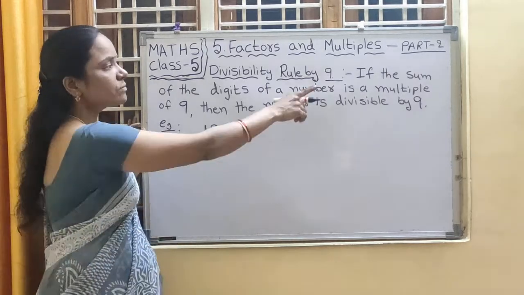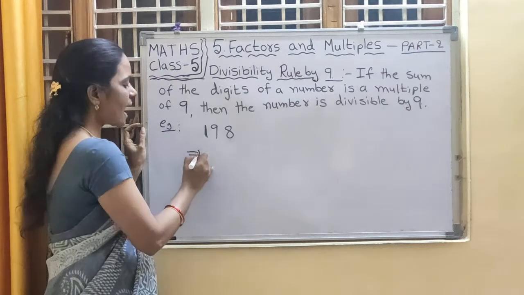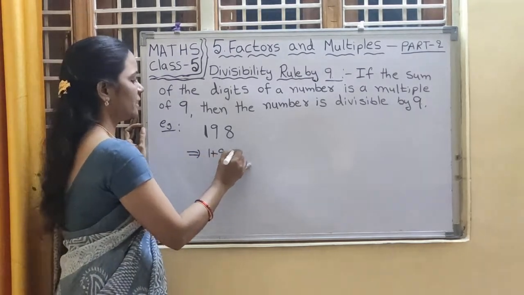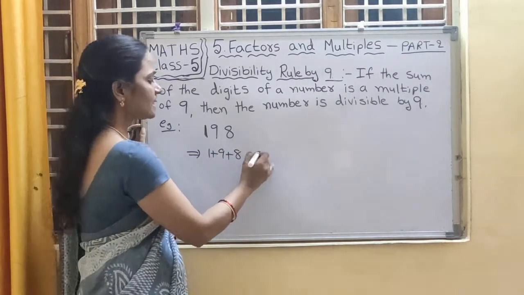We will check. What we have to do? We have to take the sum of the digits of the given number. What are the digits? Add them. Sum means take addition. 1 plus 9 plus 8. 1 plus 9, how much children? 10. 10 plus 8 is 18.